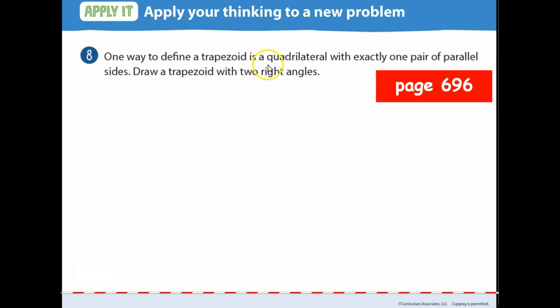One way to define a trapezoid is a quadrilateral with exactly one pair of parallel sides. Draw a trapezoid with two right angles. What? That would be an upside down one. Wait.